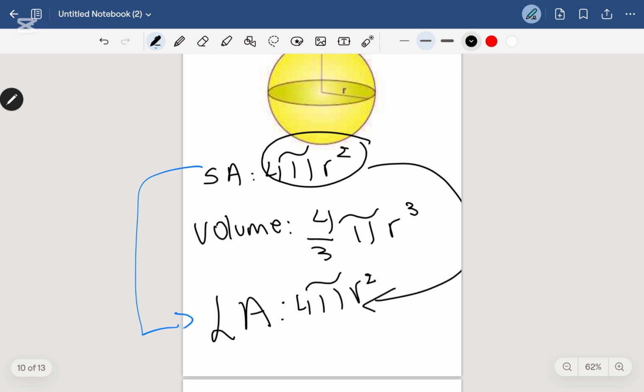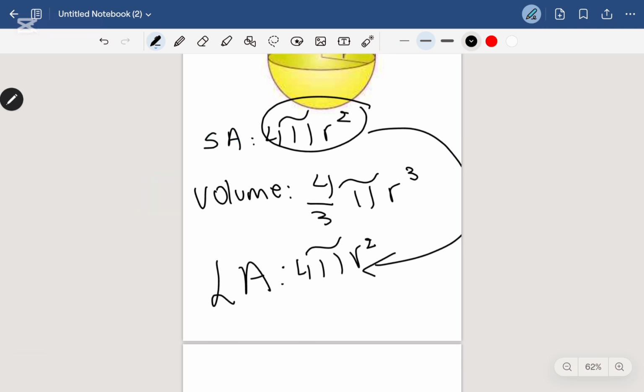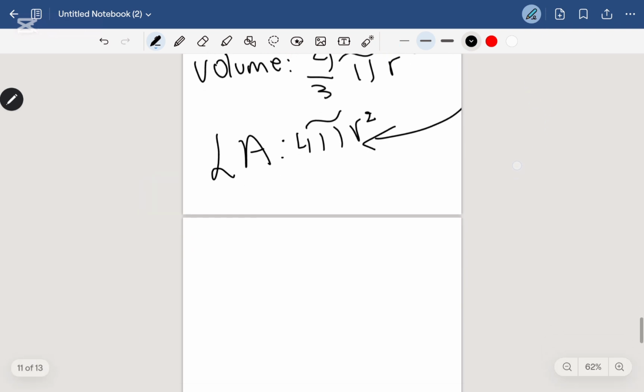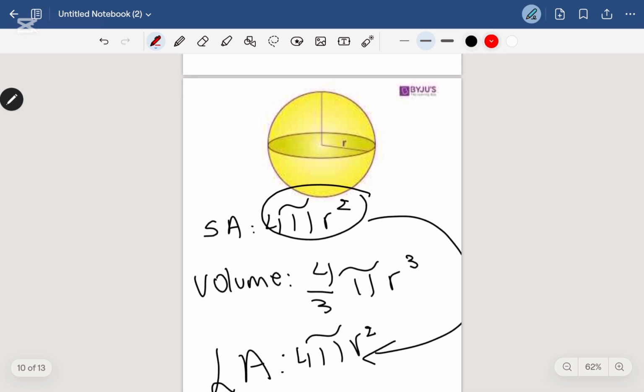Why? Because we know that lateral area and surface area are the same, except that for the lateral area you remove the base area, and a sphere does not have a base. So that means surface area and lateral area are the same. However, there will be another case if they ask you about a hemisphere. What is a hemisphere?